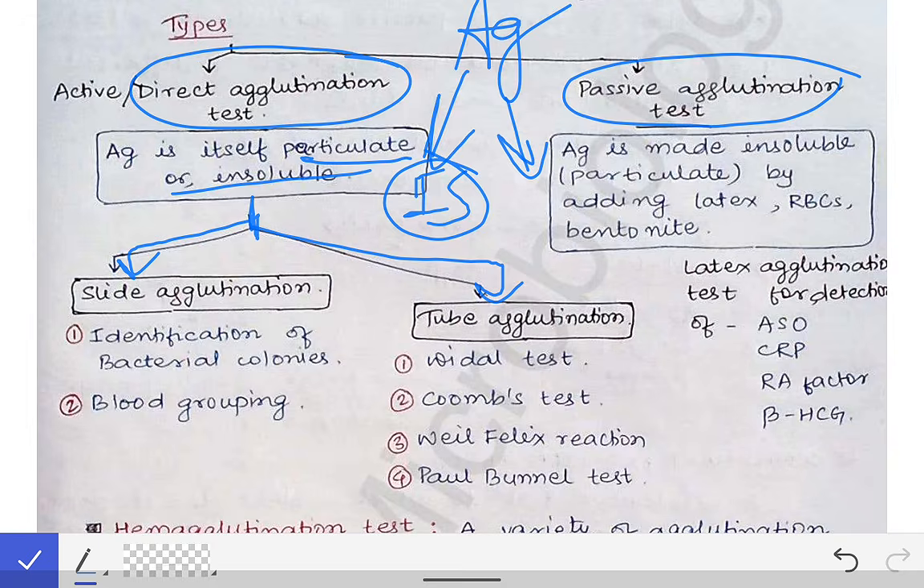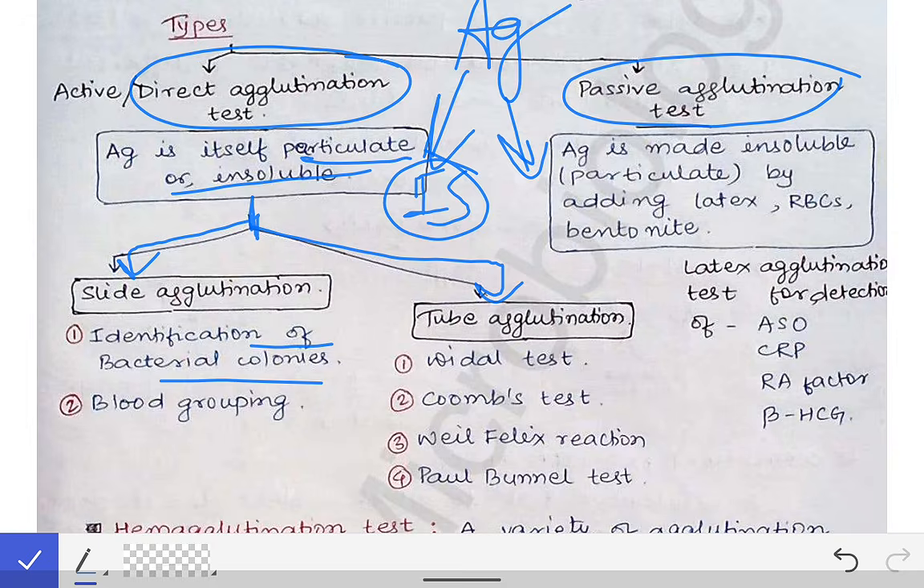So how can we identify? What are the examples? Identification of bacterial colonies is an example of the slide agglutination test. How is this so? When we take a bacterial colony and put it on a slide, and then add a particular antibody against a particular antigen of that bacteria, clumping is seen over the slide that identifies the bacterial colony. In this way, it helps in identification of the bacterial colony.